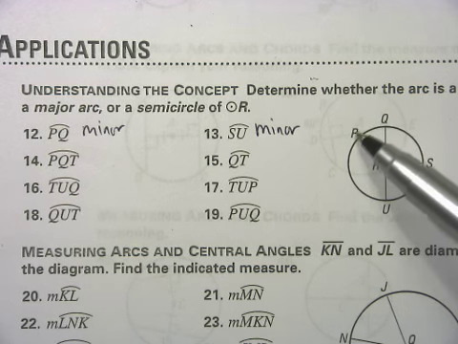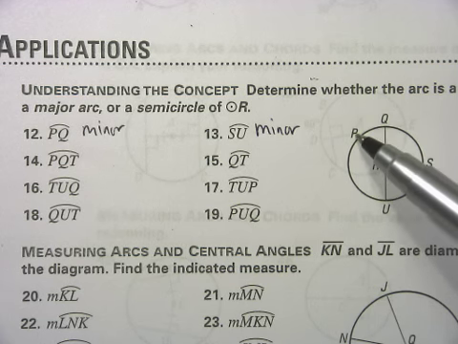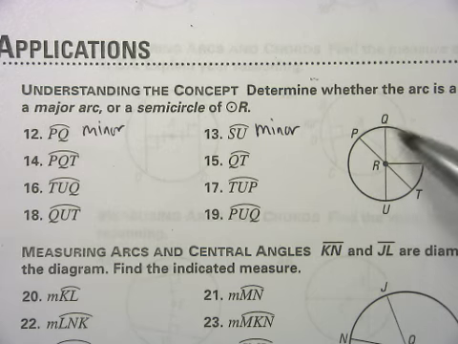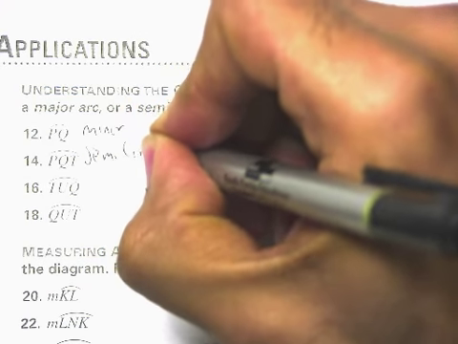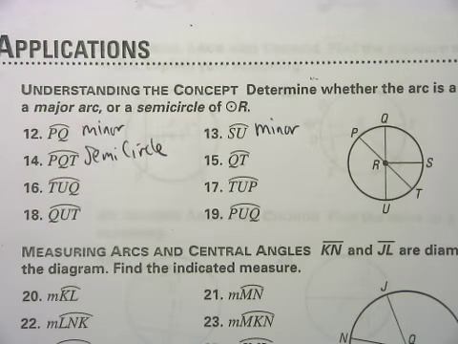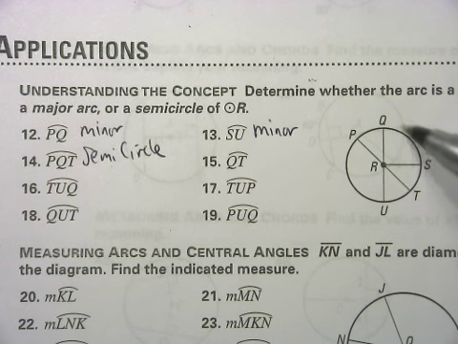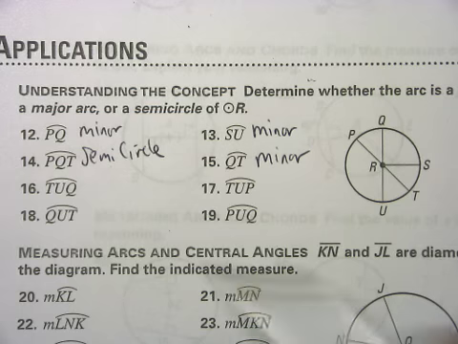PQT. If you notice here, the endpoints of arc PQT are in fact a diameter. It's a special chord going through the center of the circle to the other side, which means that arc PQT is a semicircle. Let's take a look at arc QT. Here we have arc QT. Again, it's less than half, so it's a minor arc.